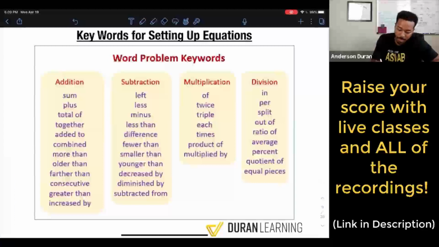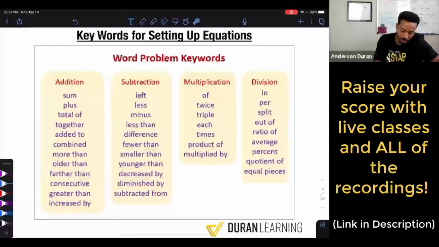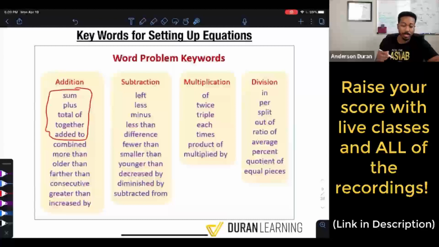Let's lock in here. Let's first start off with addition. Let's talk about some words that we can hear in common word problems that really signal that we're adding. Some, we've heard that before, right? Plus, total of, together, added to. These are the main ones that you're going to see. Now, some of these are still common words, but you may not automatically know that they mean adding. Combined. Combined means add.